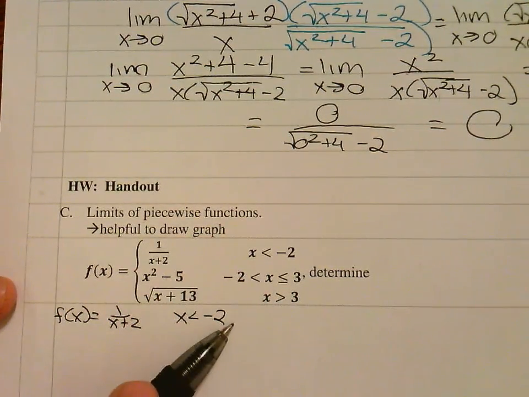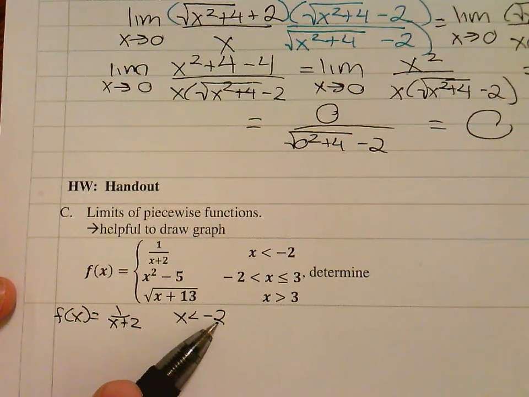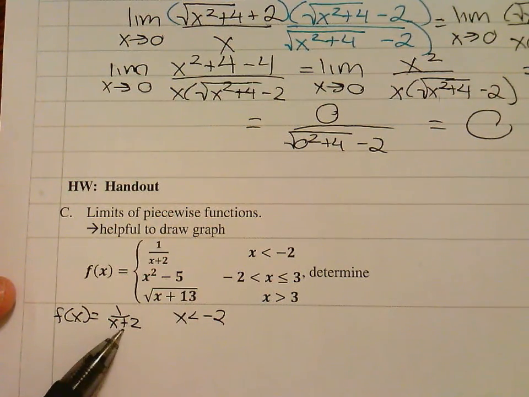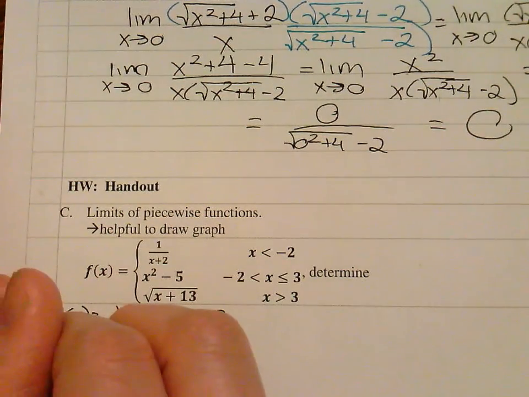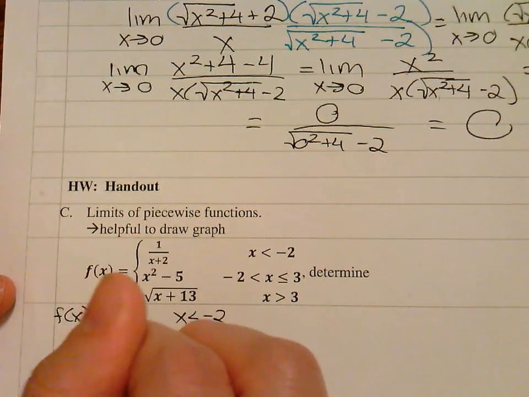Okay, you always start at the value where the piece begins. Yes, it does say x is less than -2, but start it here, just put a hole where that is. So I already know if I put -2 here, I'm going to get undefined. This is a vertical asymptote. This is a rational function. So if I do f of -2, I'm going to get a vertical asymptote.